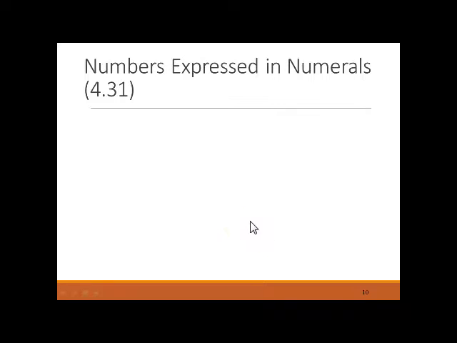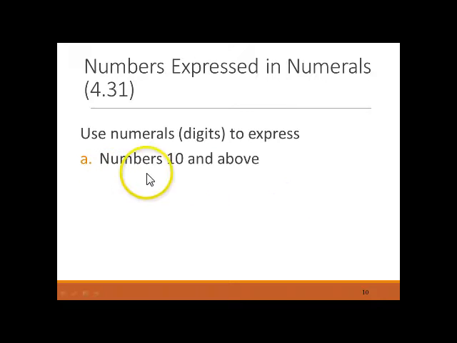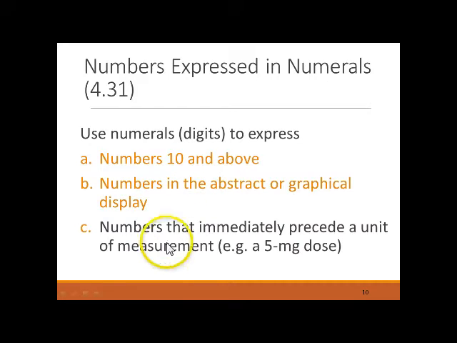Then getting to some of our quantitatively related information. When you are working with numbers, how do you know whether you should write the number as a digit or as a word? What APA says is you should use digits anytime you are using numbers 10 and above, anytime you refer to numbers in the abstract of your document, or if you have any kind of graphical display, meaning a figure or a table.